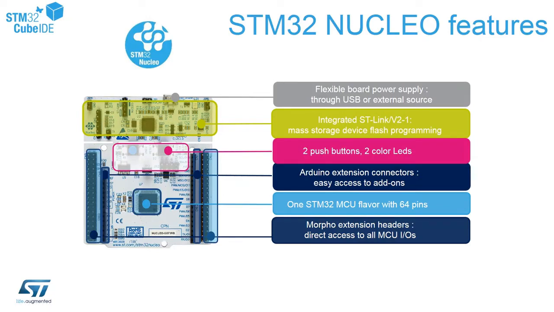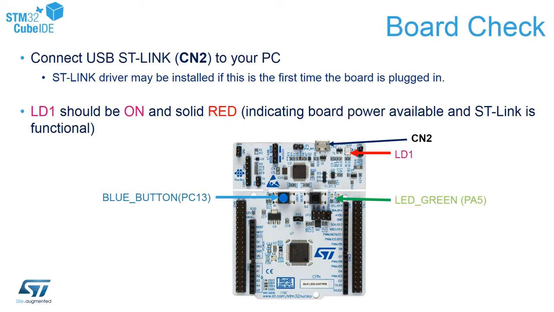Let's have a look at the components which you will use during this session. On top you can see the STLink programmer debugger. It can be connected to the PC using this CN2 connector with a micro USB cable. This is the main chip for the STLink. Below you can find a board for our microcontroller, with the microcontroller in the center.